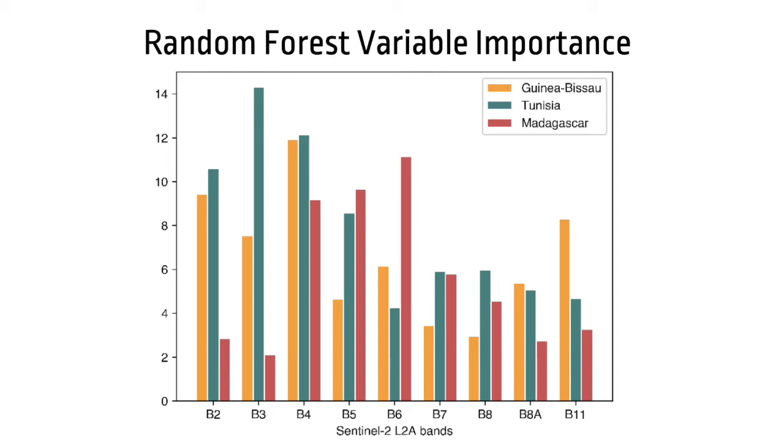And the same thing is also apparent in the variable importance graph. We can see here that the red and red edge bands have higher importance in Madagascar as opposed to Guinea-Bissau and Tunisia, where blue, green, and red bands score much higher. This might be linked to the main composition of the suspended sediments.